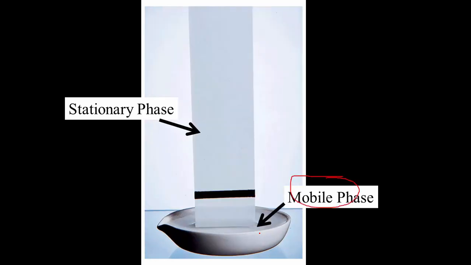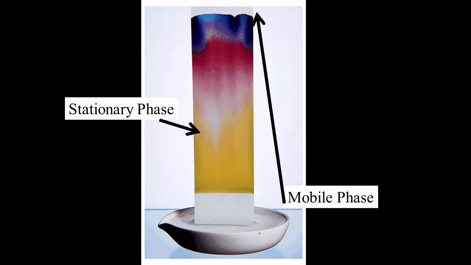So this dye, black ink, separated into the yellow, the red, and the blue. If you were looking, you could see that the blue was more attracted to the mobile phase because it rose higher on the paper, while the yellow stayed more attracted in general to the stationary phase, based on their different polarities and how they're attracted.